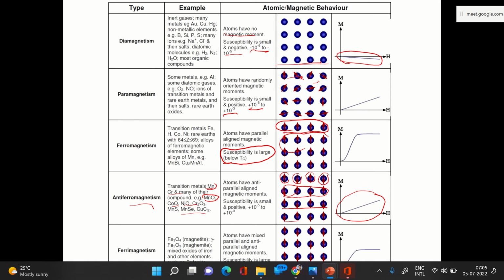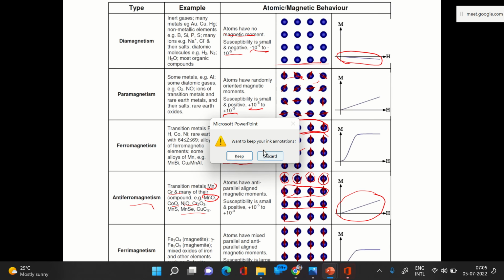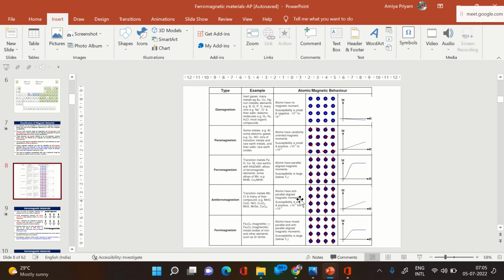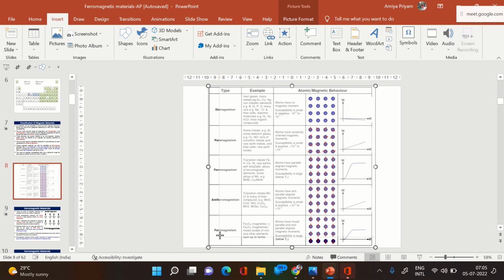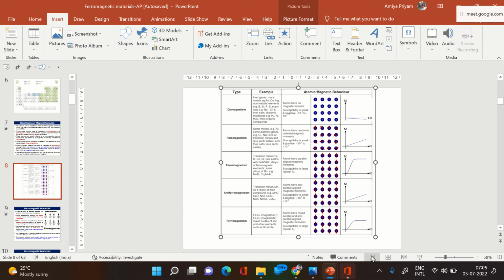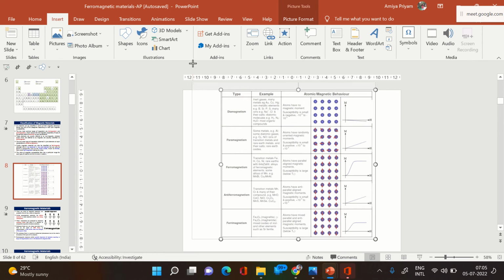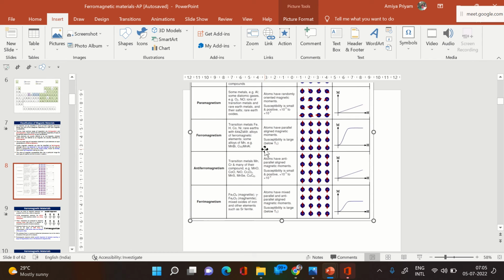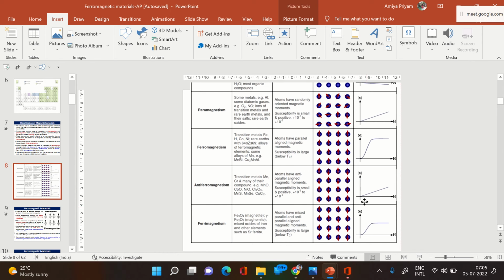And ferrimagnetism is similar to what we have seen. Let me just enlarge it for a better view.